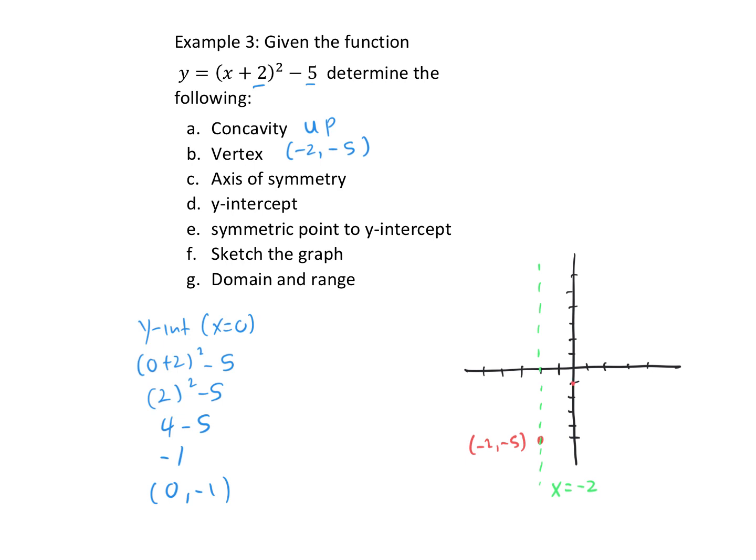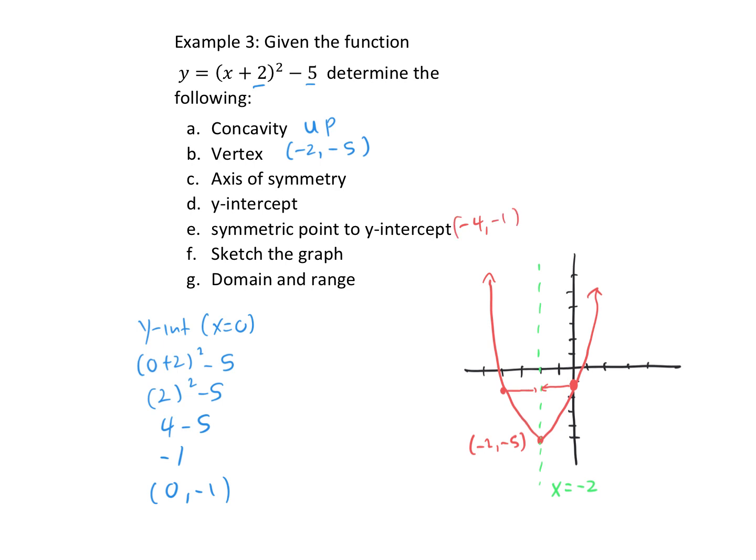So 0, negative 1. So since it is symmetrical, I know that there's going to be a point on the other side that's the same distance. So this y-intercept is 2 units from the middle, so there should be a point on the other side that's also 2 units from the middle. And so that gives me the third symmetric point. So that's what it's talking about, a symmetric point to the y-intercept. There should be a matching point on the other side. So the matching point on the other side is at -4, -1.